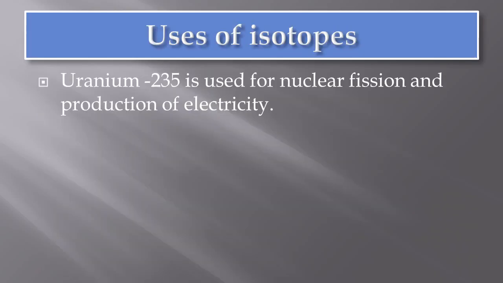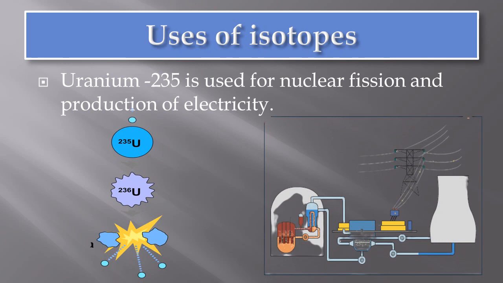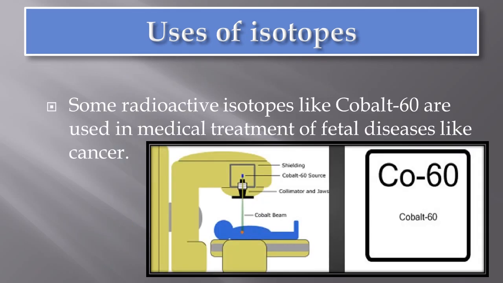Now students, let's see some uses of isotopes. First, uranium-235 is used for nuclear fission and production of electricity. This is a nuclear fission reaction of uranium-235, and it is the production of electricity by using uranium-235. You can see a setup of a nuclear reactor by which electricity can be produced.